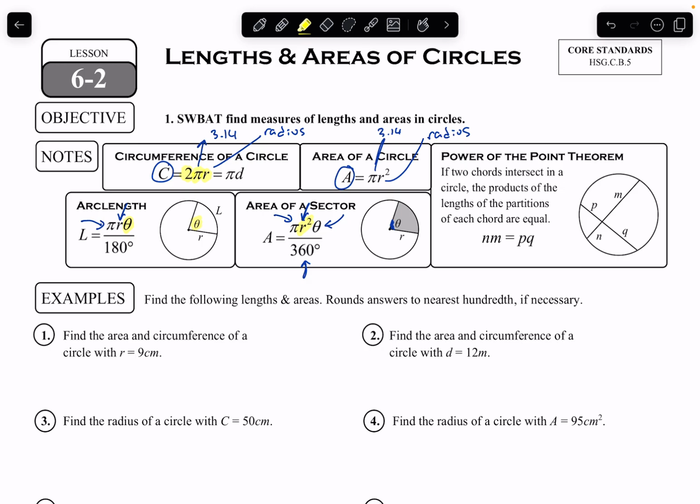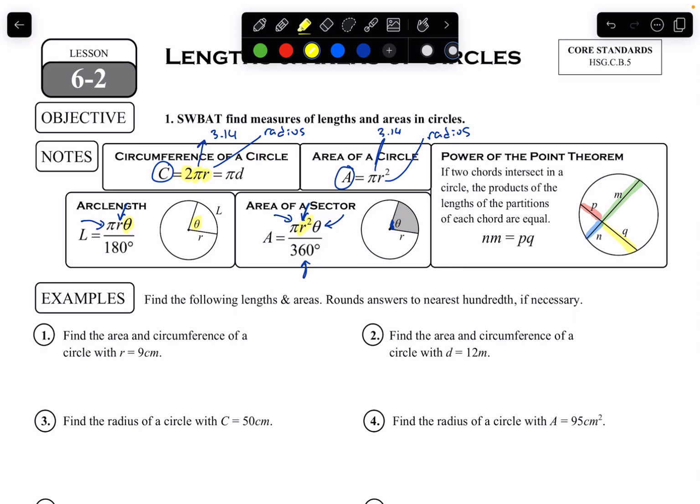If two chords intersect each other, we've got two chords. We've got this yellow one right here, and we've got this blue one right here. Each of them is broken up into two parts because they intersect each other. Well, something unique happens. If I take this n part and multiply it by m, I'm going to get some number. It is going to be the exact same number as if I take p and multiply it by q.